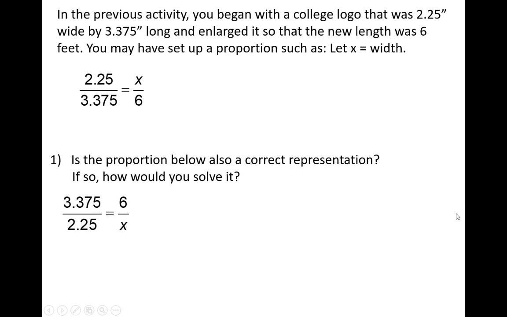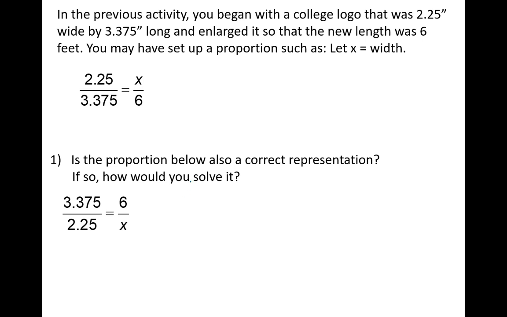It says, in the previous activity, you began with the college logo that was 2.25 inches wide by 3.375 long and enlarged it to the new length that was 6 feet. You may have set up a proportion such as this, and that's exactly what ours looked like. I think we may have been the other way, I can't remember. Is the proportion below also a correct representation? If so, how would you solve it?